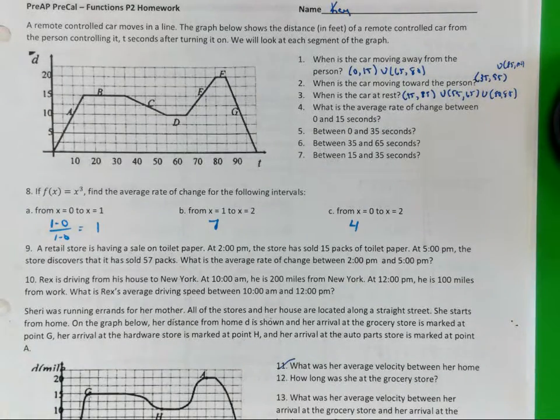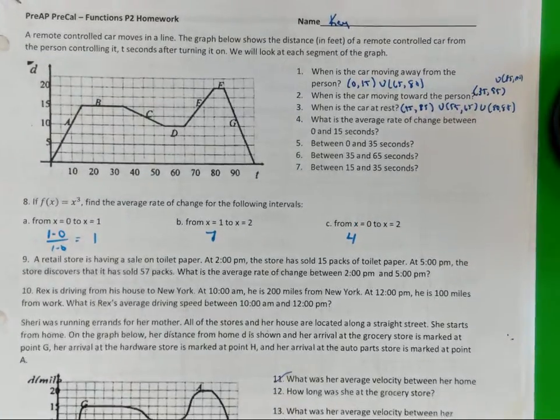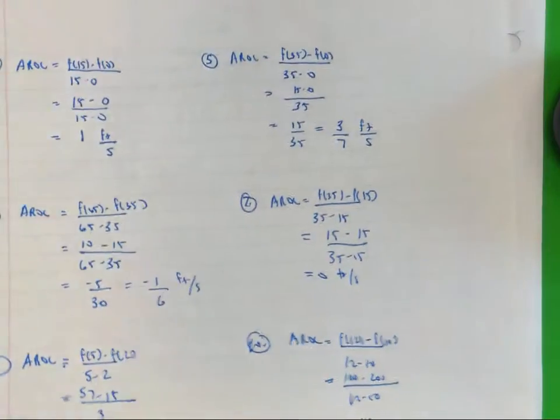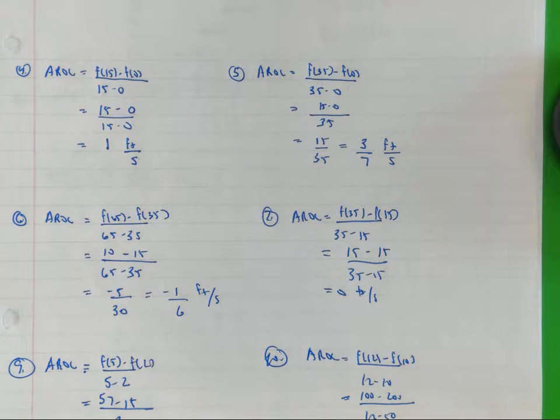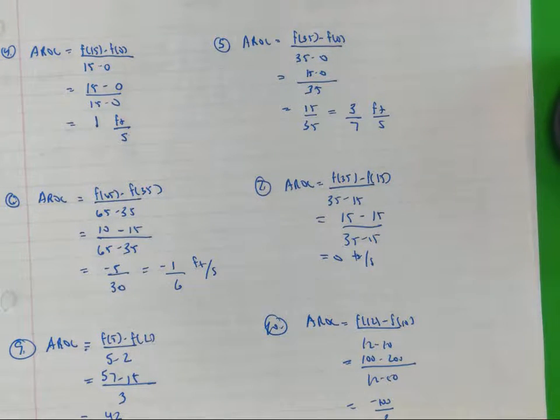All right, are there any questions on 1, 2, and 3? 4, 5, 6, and 7 I have worked right there. 4, it wants to know the average rate of change between 0 and 15. X sub 2 is 15 minus 0, over 15 minus 0. 1 foot per second.